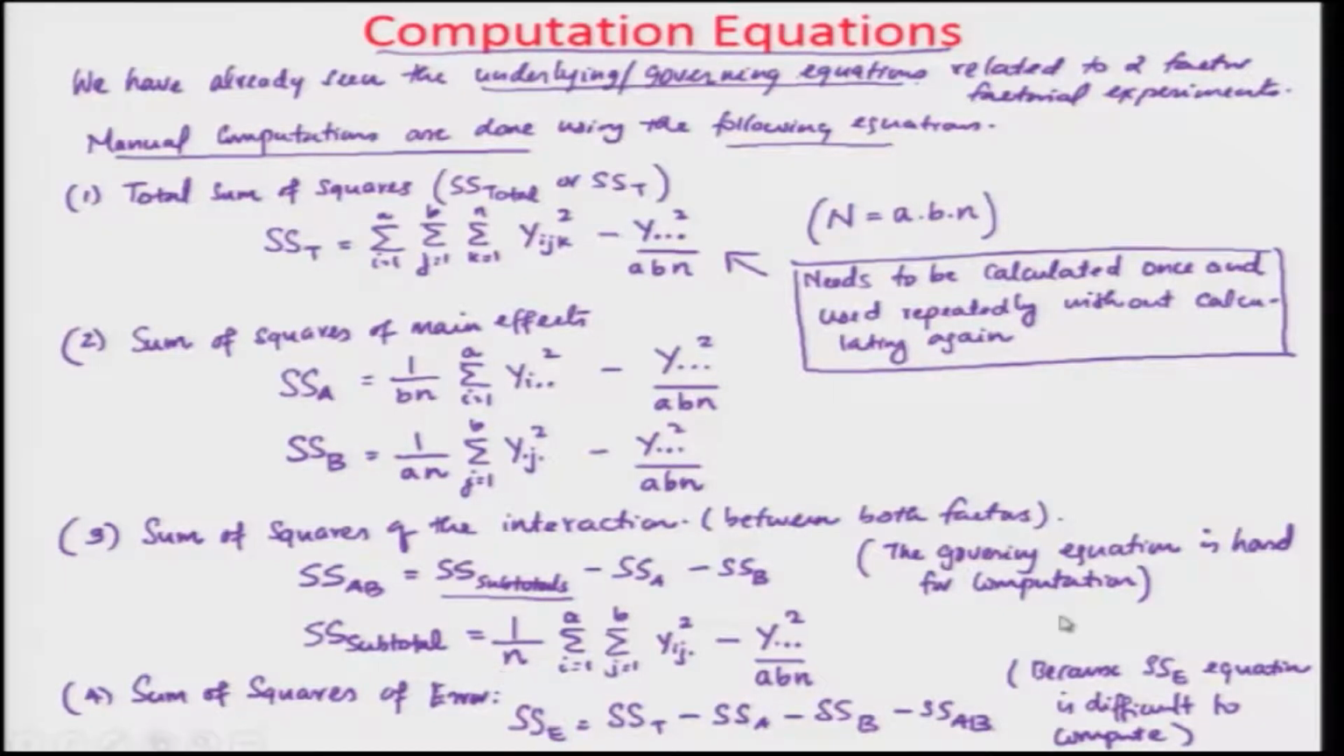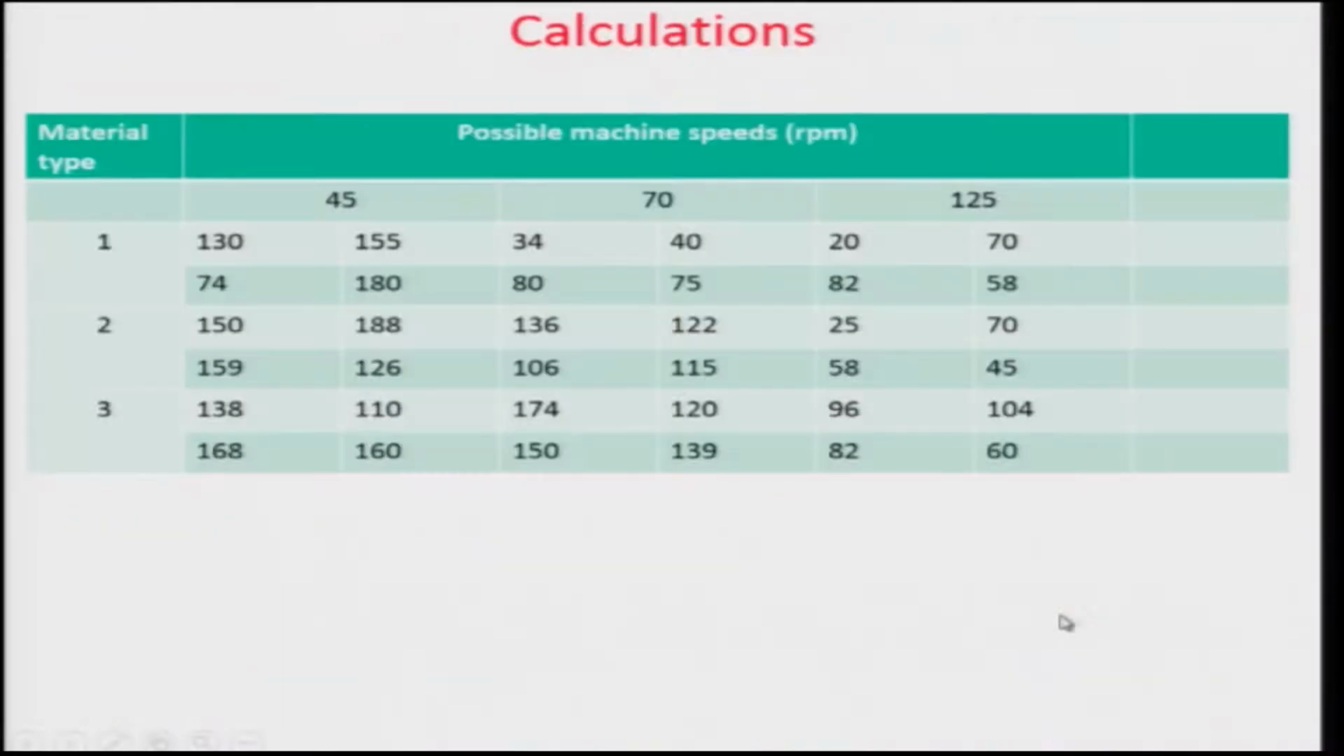Okay. So, we will move to what we call the calculations aspect of it. How do we do the calculations? The same example is given to you, the calculations, and how do we do this? So, the material type is your factor A.